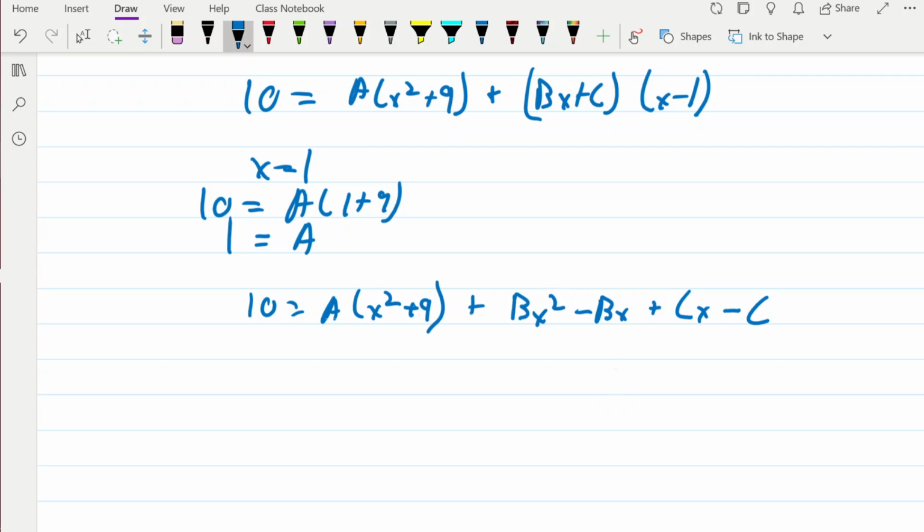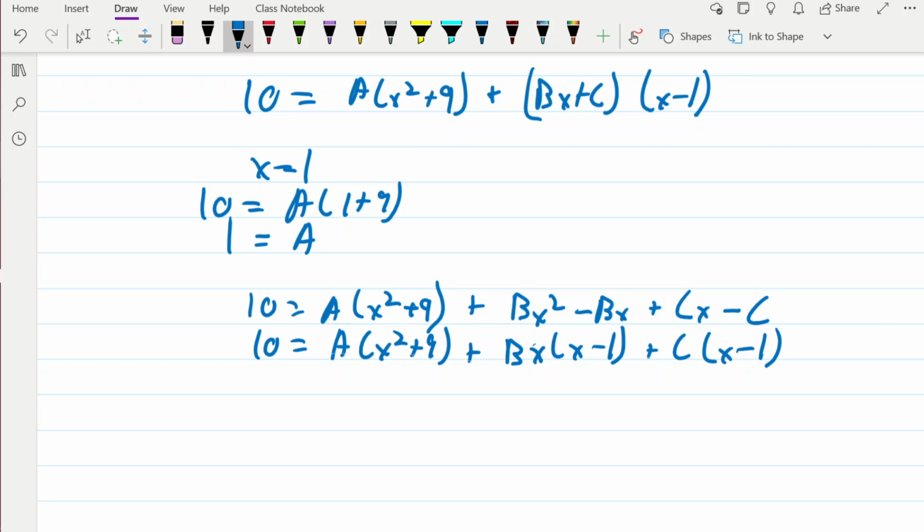And then we should be able to take a C and a B out from each part. So we're going to have 10 equals A times x squared plus 9, plus Bx times x minus 1, plus C times x minus 1.